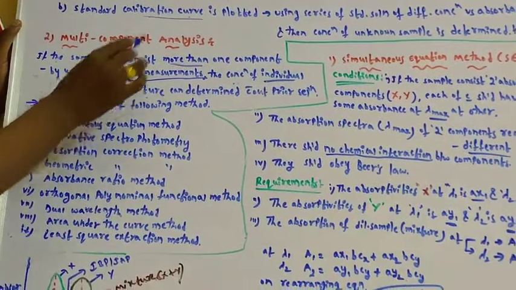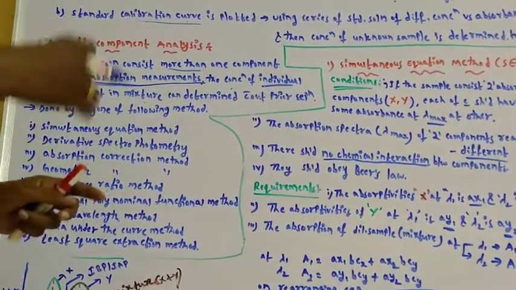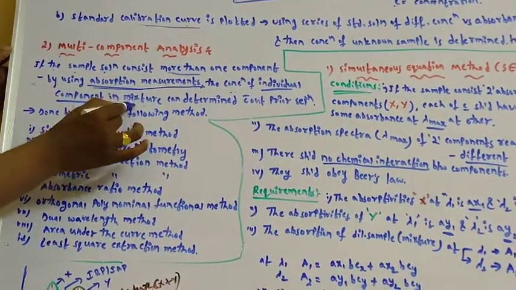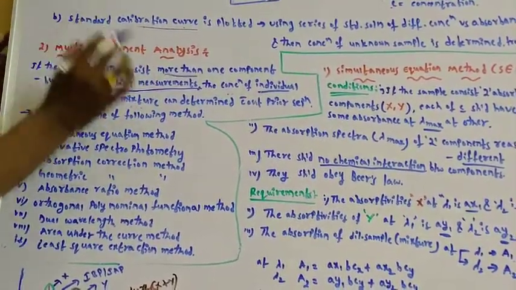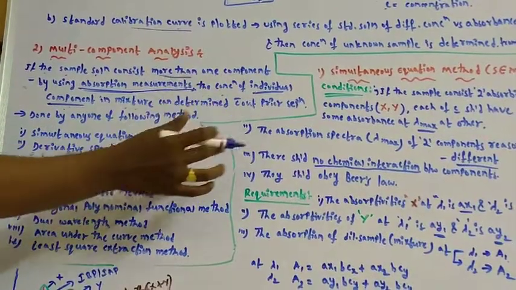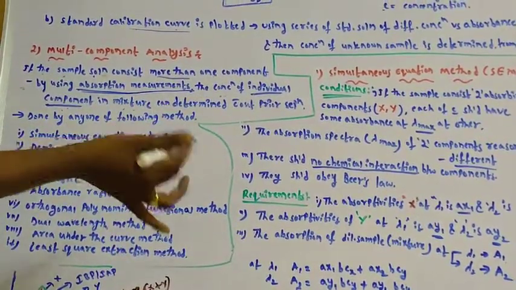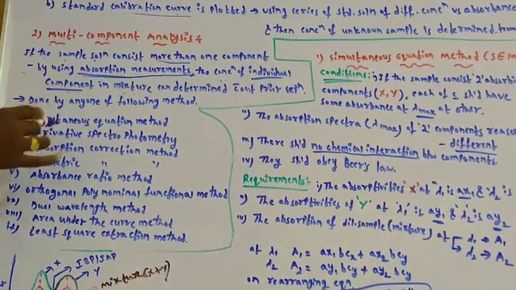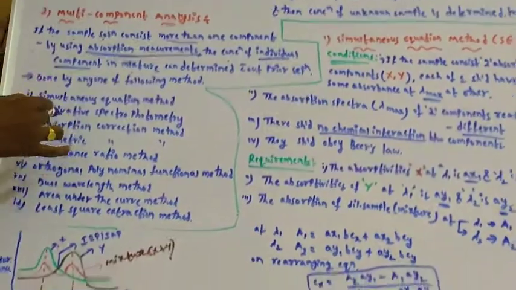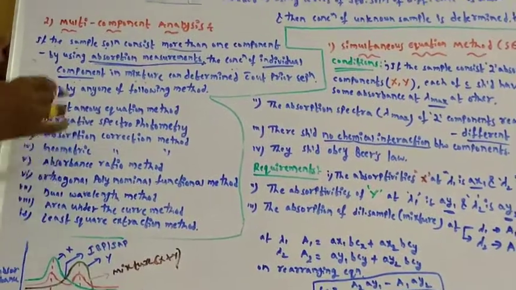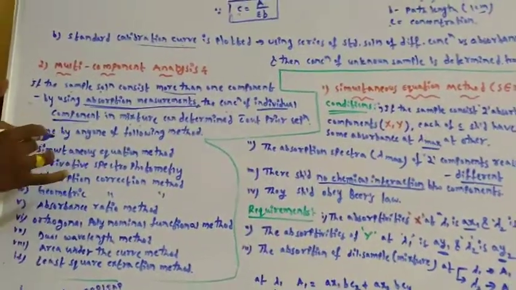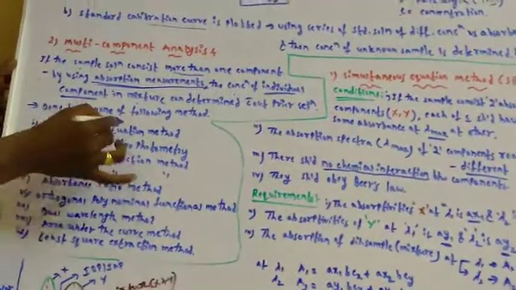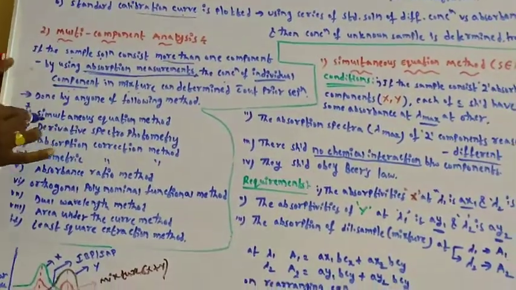by using absorption measurements, the concentration of the individual components present in the mixture can be determined without separation. How? Here we have several methods. Multi-component analysis can be done by any one of the following methods. Here I have given a list of multi-component analysis methods. First, an important one, the simultaneous equation method.